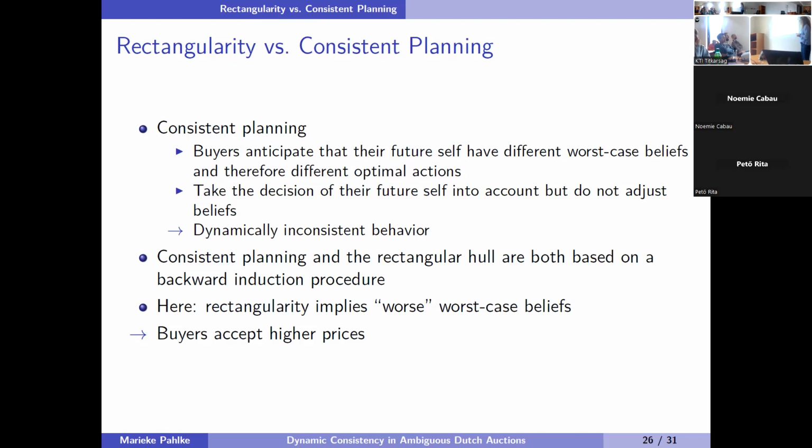And so in this setting, the buyer accepts even higher prices with rectangularity. Even with consistent planning, the seller can extract almost all surplus, but with rectangularity, the buyer accepts even higher prices, so we don't need to make the price gap as small as with consistent planning. So basically, you can have larger price gaps and still extract.